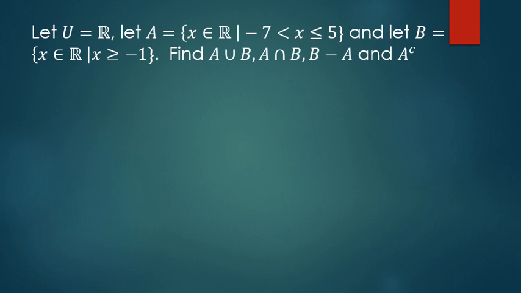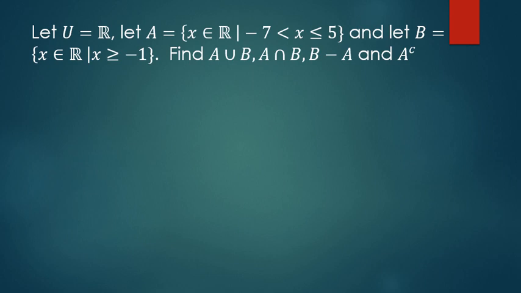Let A equal the set of all x in R such that x is greater than -7 and less than or equal to 5. And let B equal all real numbers that are greater than or equal to -1. And we're going to find the union of these two sets, the intersection of these two sets, the set difference B minus A, and then also a complement.